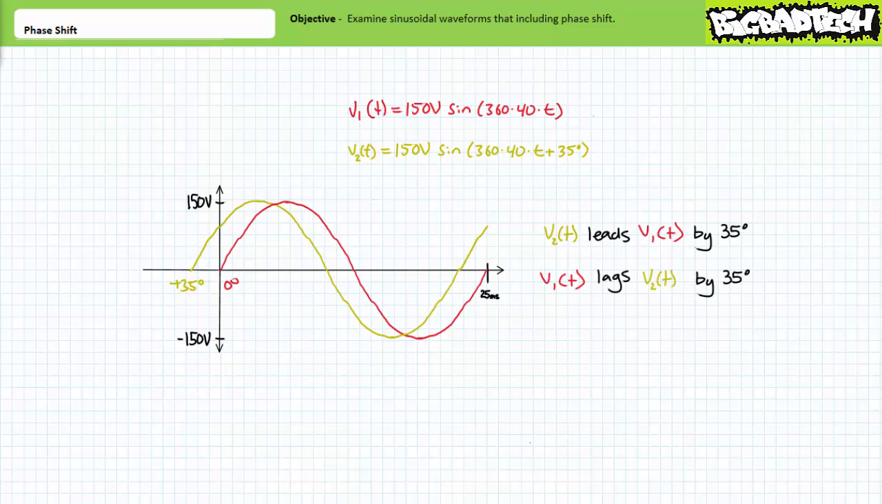Both statements, V2 leads V1 by 35 degrees and V1 lags V2 by 35 degrees, are simultaneously true, being merely different ways of saying the same thing.